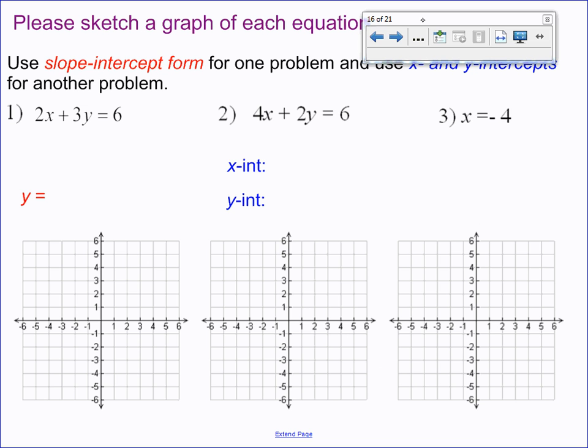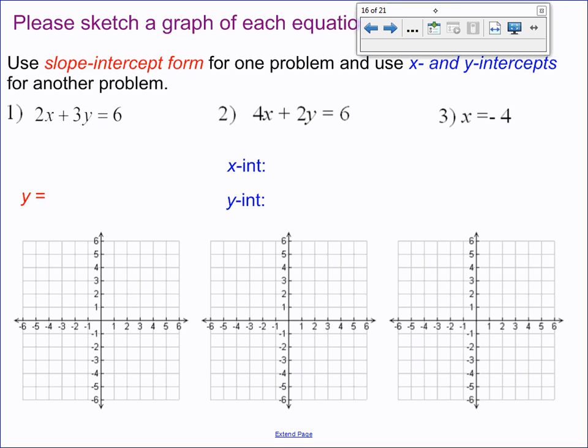All right, we're going to sketch a graph for each equation, and if we had to do slope-intercept form for one, x and y intercepts for another, which would we choose? Well, it looks to me like x and y intercepts are already picked out for number 2. Slope-intercept form looks like it's already picked out for number 1, so let's go that route. Slope-intercept form looks like y equals mx plus b. So to generate that, I'm going to subtract over the 2x.